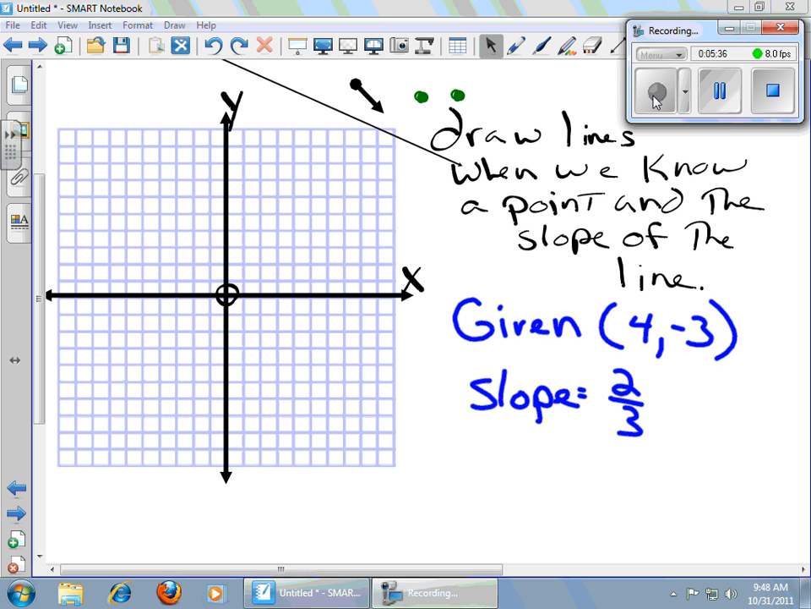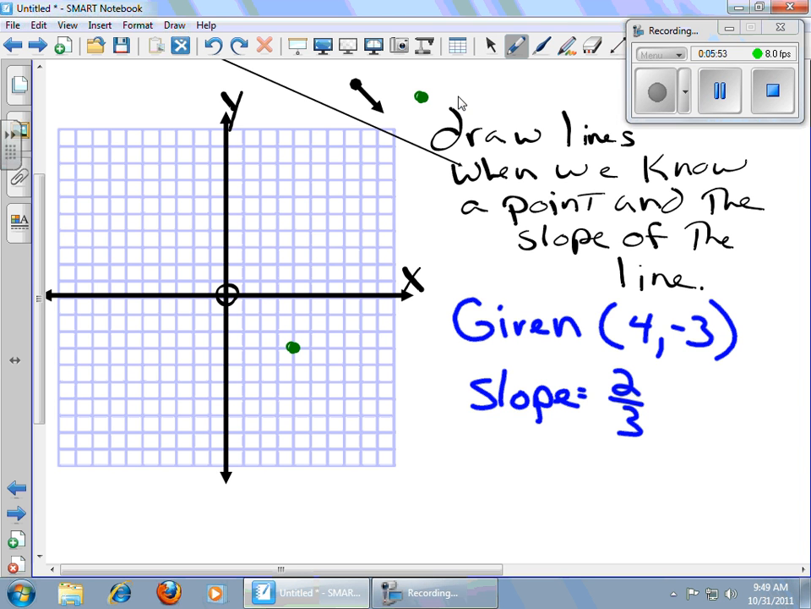Let's say we're given the point (4, -3). First thing I'm going to do is plot that point. (4, -3). Let's see here: 1, 2, 3, 4. 1, 2, 3. There we go. There's our point. Now the slope is 2/3.